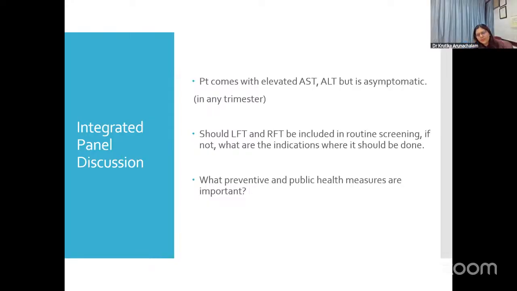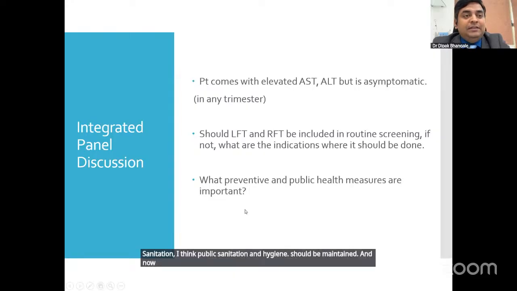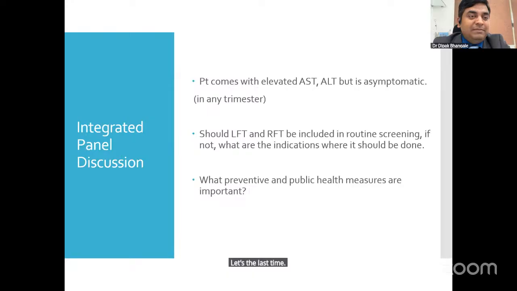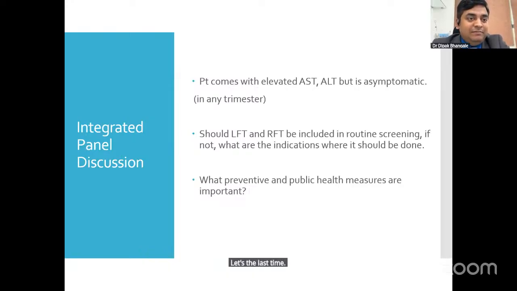So what would be, this goes for all, if you could give one preventive measure to the public, for these patients, for any patient? Sanitation, I think public sanitation and hygiene should be maintained. And now the hepatitis E vaccines are available. Those are not eligible in pregnancy, but before pregnancy, if you are planning pregnancy, the hepatitis E virus vaccine will be a better choice, I think.